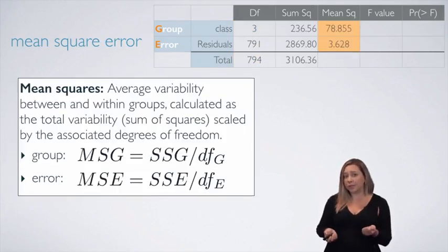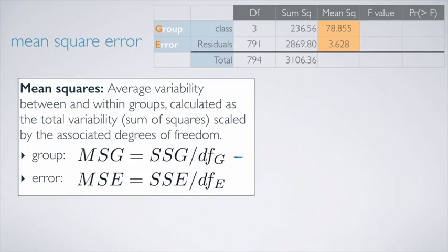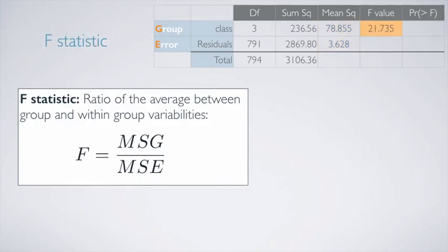Next up is the mean squares column, which measures the average variability between and within groups and is calculated as the sum of squares for that component divided by its degrees of freedom. So we can calculate that by doing the divisions. And we're going to next use these values for calculating our F-score, because remember that the F statistic is the ratio of the average between and within group variabilities. In other words, it's MSG divided by MSE. Once you have your F-score, you're finally ready to find your p-value and conclude the hypothesis test.